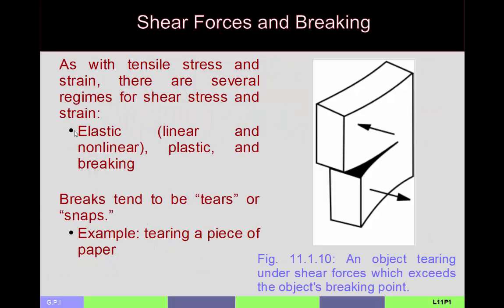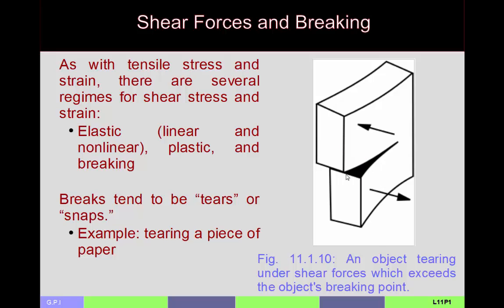You can, of course, also break an object via applying too much shear forces. With tensile stress and strain, what happens is the object tends to snap apart. In shear forces, you usually end up ripping or tearing an object. You can also snap the object if it's a solid, but if it's a piece of paper, for example, then too much shear force causes the paper to tear. So basically, breaks might look like this.